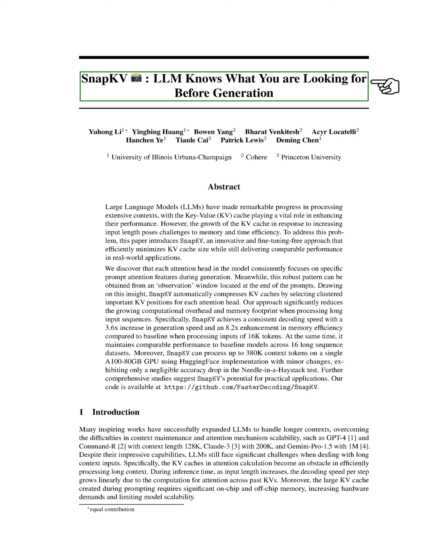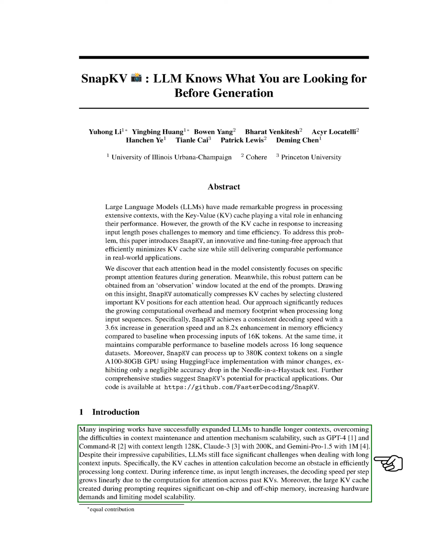Section: Introduction. In this section, we have encountered various advanced language models, LLMs, like GPT-4, Command-R, Claude 3, and Gemini Pro 1.5, which have been extended to handle longer contexts. Despite their impressive abilities, LLMs still struggle with processing long context inputs efficiently due to challenges with attention calculation and memory demands. One key issue is the linear increase in decoding speed per step as input length grows, mainly because of the computation for attention across past key value pairs, KVs. The large KV cache created during prompting also requires significant memory, limiting model scalability.